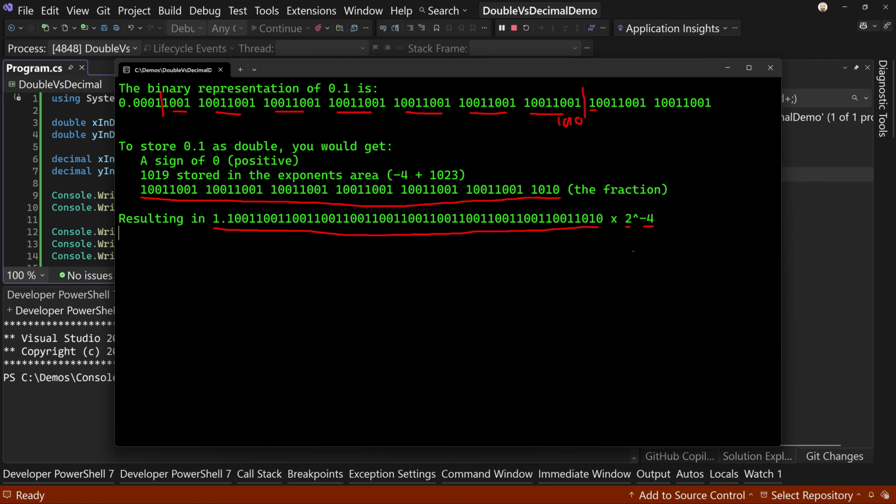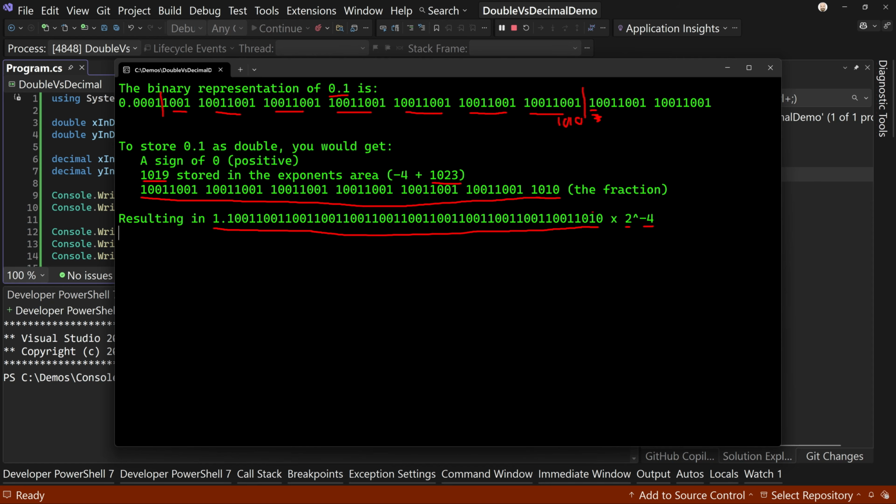So again, the reason why it says -4 here is because it did the calculation backwards. We stored 1019. It knows that 1023 is the middle point, and says, okay, 1019 minus 1023 is -4, therefore that's our exponent. So 2 to the power of -4 times this number right here gives us, in theory, 0.1, but it's not quite 0.1 because of this rounding right here, okay?